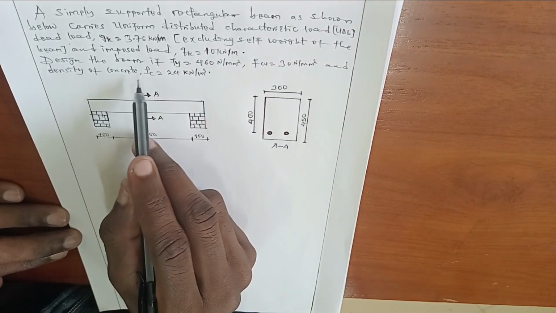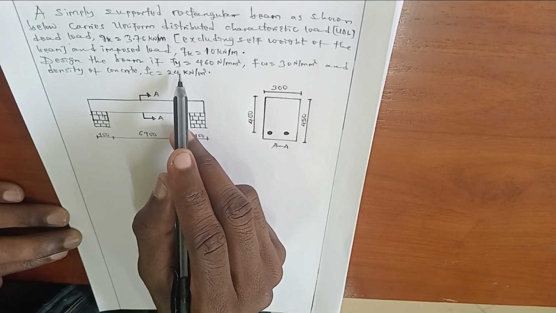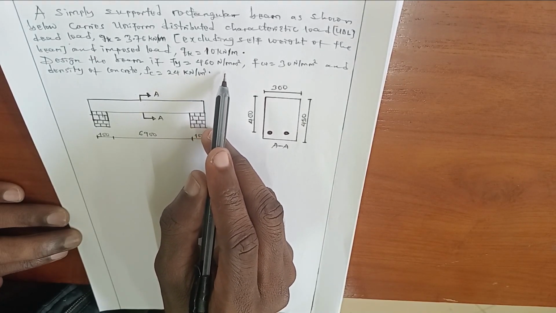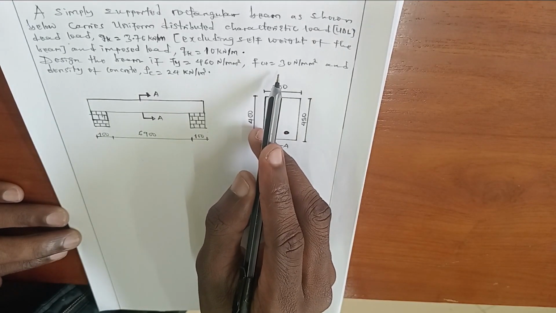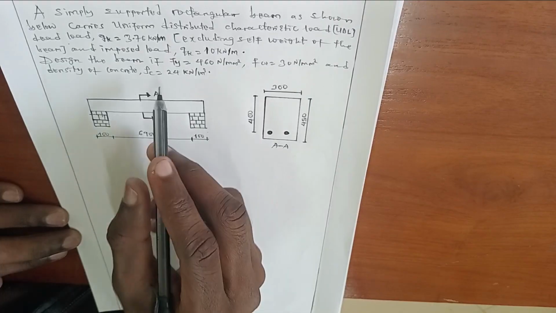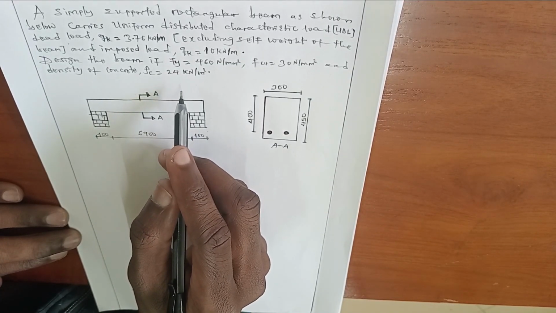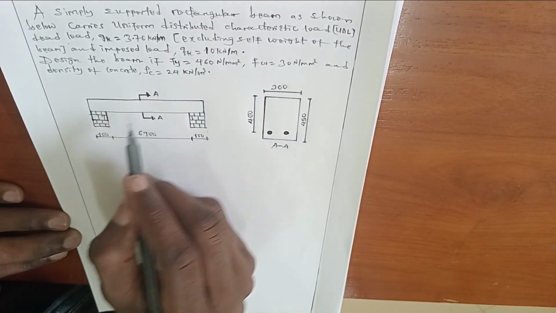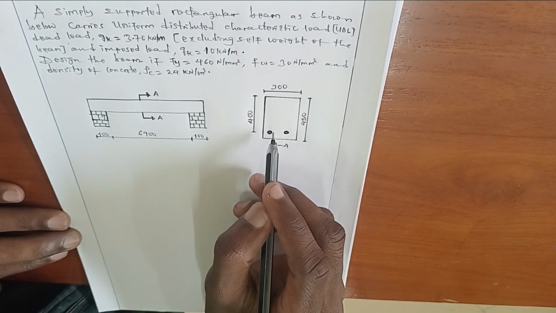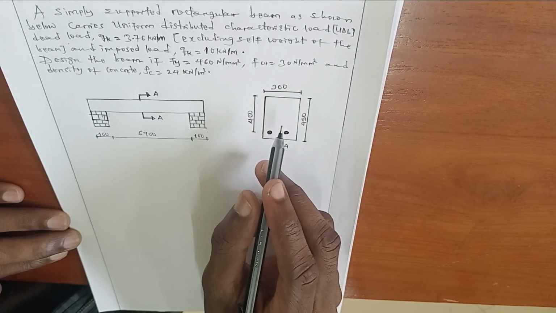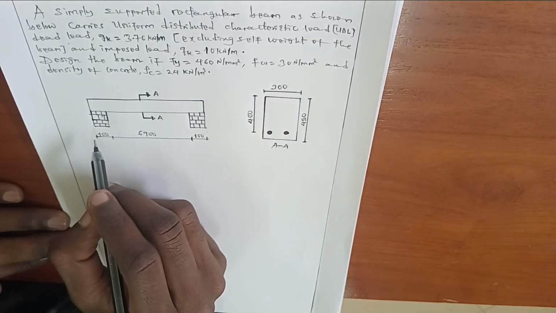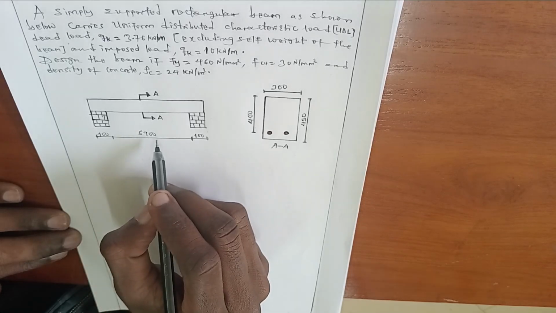We are required to design the beam if reinforcement strength is 460 Newton per millimeter square, concrete strength is 30 Newton per millimeter square, and the density of concrete is 24 kilonewton per meter cube. We have given this beam, which is simply supported of this span, and it has a cross section of this dimension. So, for the designing of this beam, the first step is to determine the effective span of this beam.